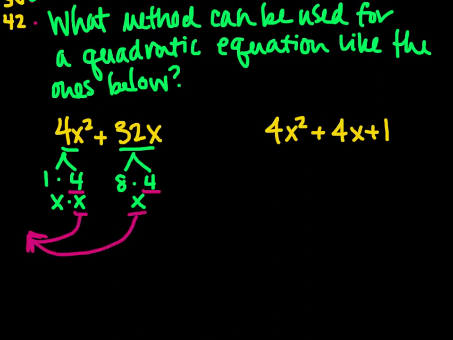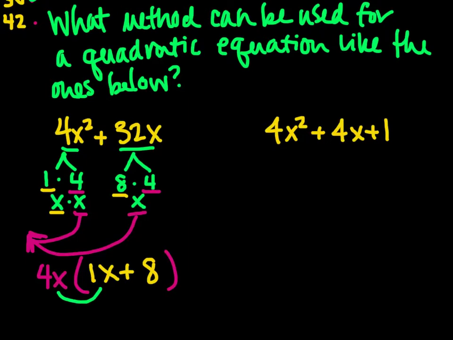So I could say 4x, bring that out in front, and the stuff that's remaining is 1x plus 8. And that's what's remaining. If I wanted to, I could redistribute it to make sure it still makes sense. 4x times 1x equals 4x squared, and 4x times 8 would get me 32x. As well, I can do the same, or I can do something interesting over here.